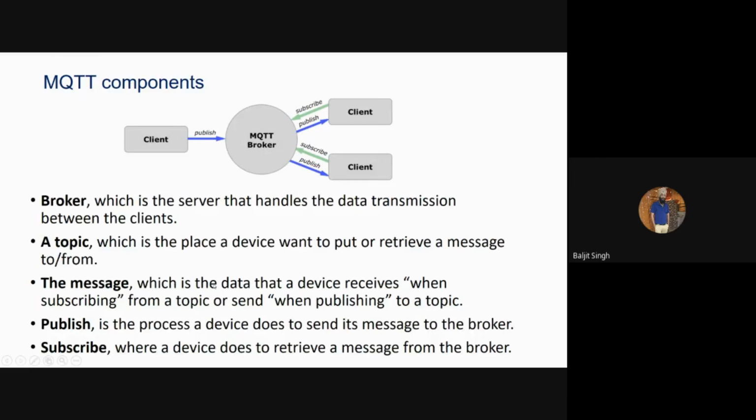The message is actually the data which the device receives when subscribing from a topic, or which a device sends when publishing to a topic. In that specific topic, whenever we are publishing something, then we are sending the data. That data is called the message. Publish is the process a device does to send its message to the broker. Subscribe is where the device retrieves a message from the broker.